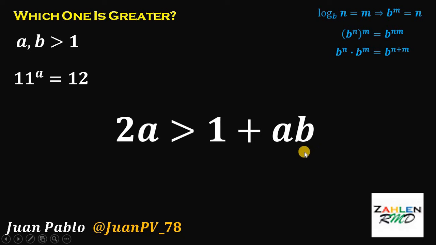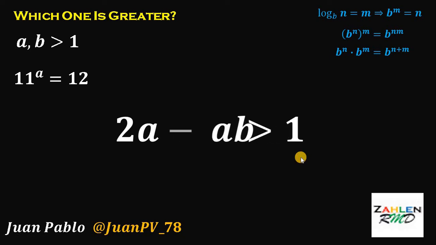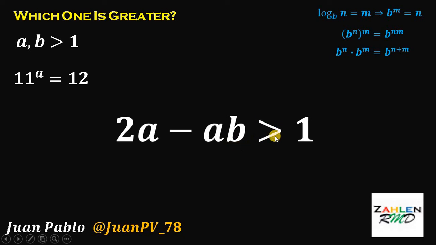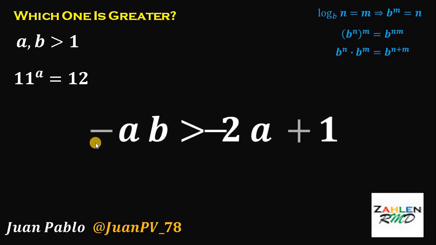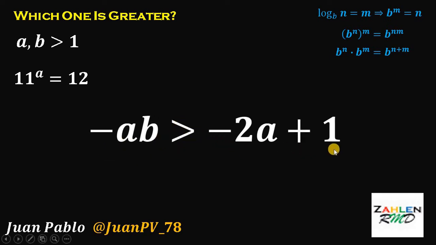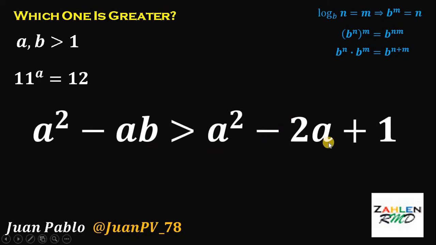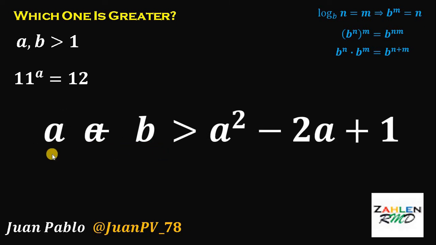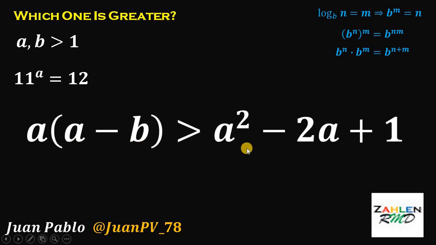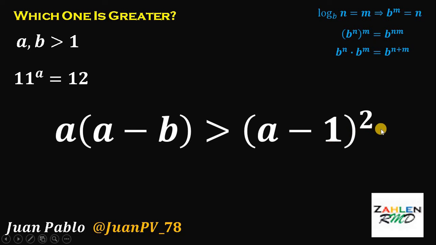Now at this point, let's subtract ab on both sides. So we have 2a minus ab must be greater than 1. Next, subtract 2a on both sides, and we have negative ab is greater than negative 2a plus 1. There's a purpose why we do that. Because if we add a squared on both sides, take note that a squared minus 2a plus 1 is factorable. Let's factor first the left-hand side. a squared minus ab, factor out a, and we have a multiplied by a minus b. And a squared minus 2a plus 1 can be factored as a minus 1 quantity squared.